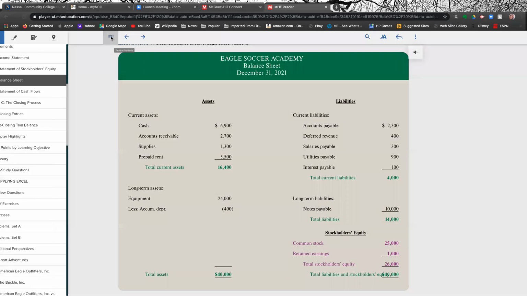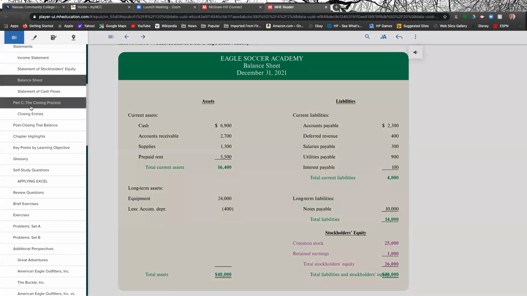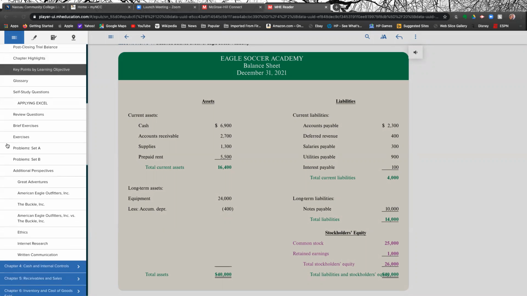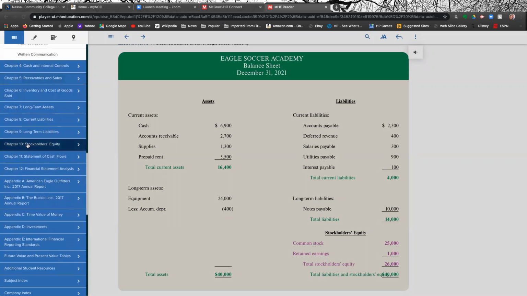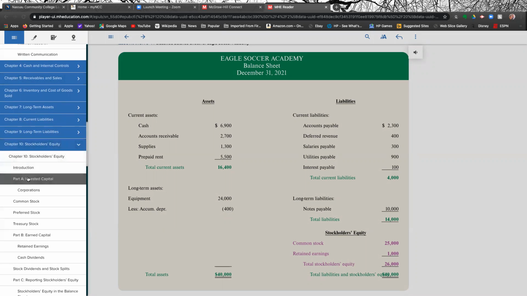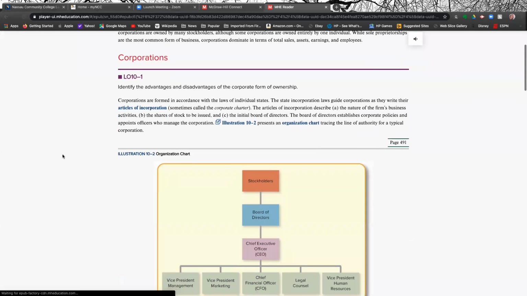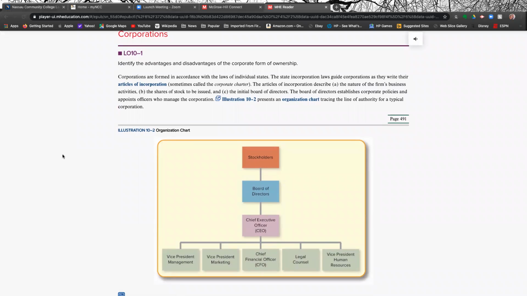So let's go back to your book, right? And that was in Chapter 3. So you can go back and look. And now we're going to go to Chapter 10. Now, they start out with a whole discussion of the corporate form of ownership, right? And that's something that you can just read. You may have even come across this in another course, like an intro to business or a business management course, or even a basic business law course.